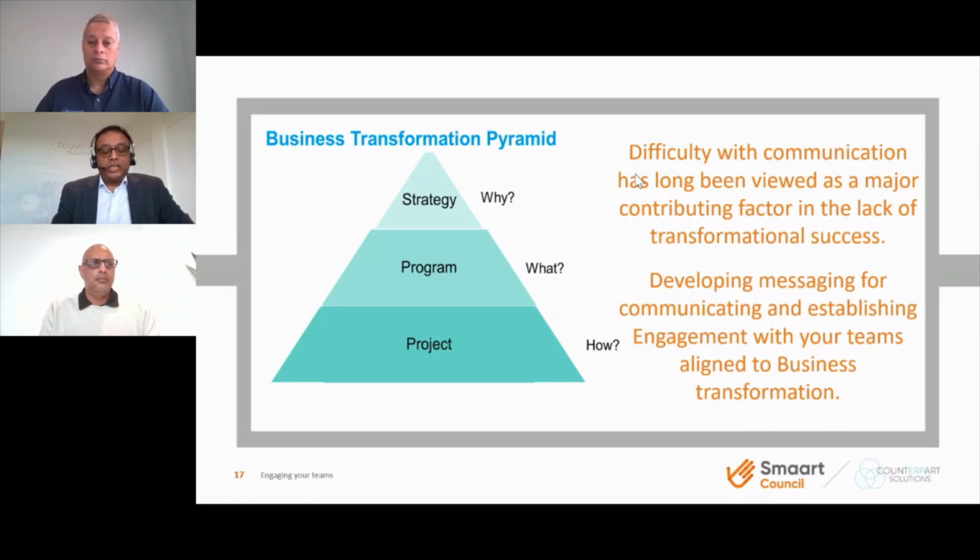The journey of change can be visualized through the business transformation pyramid, which consists of strategy, program, and project. So the messaging from the strategy level provides the overarching direction and the purpose behind the transformation. So it answers the fundamental question of why we are doing this change, why we are embarking on this journey, and what are the outcomes we're going to expect from this journey.